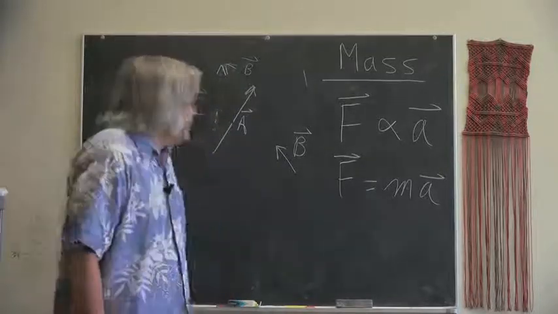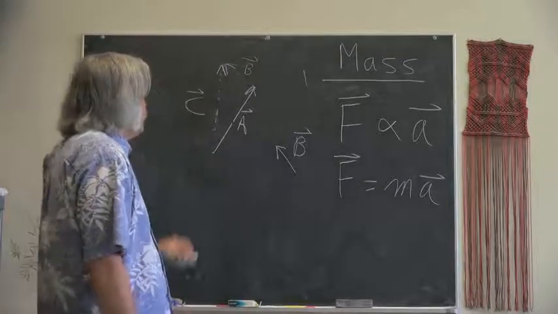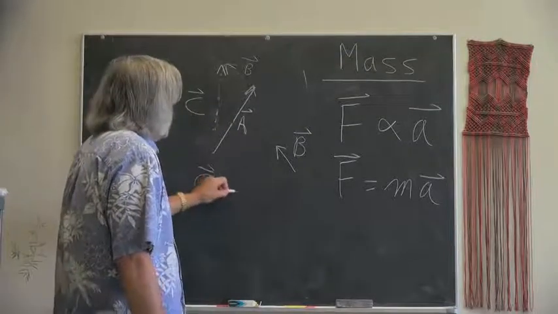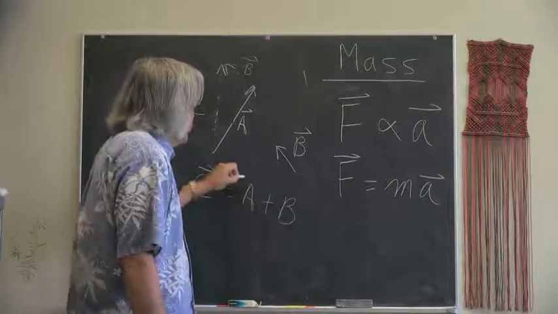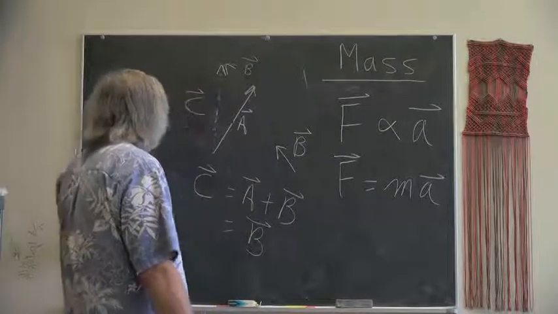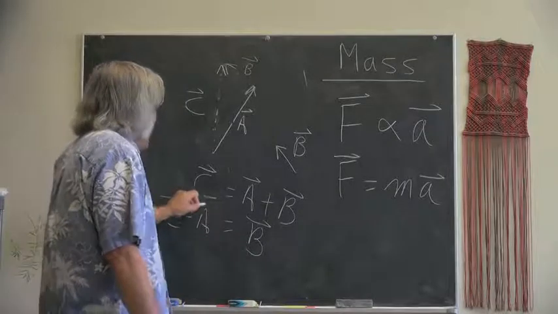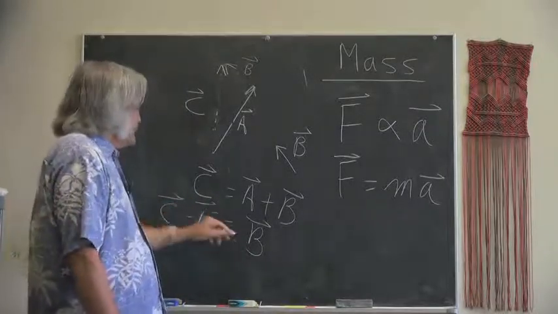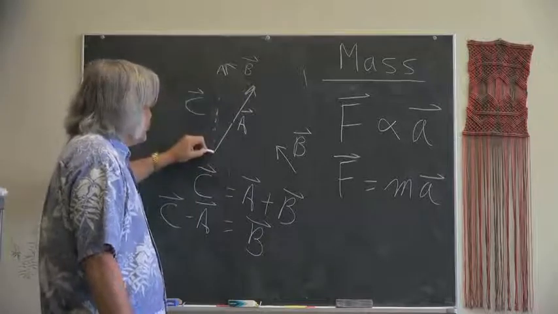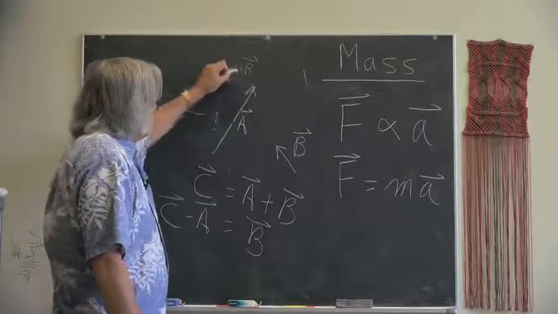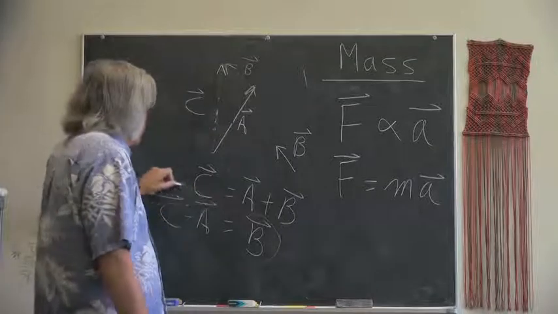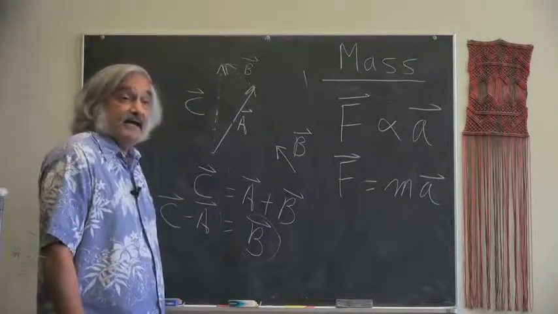And now you see that in a way we have been able to define subtraction. Look at what happens here. C is equal to A plus B. That means that B is equal to C minus A. So what happens in subtraction is you take the two tails, the tail of C, the tail of A, and you connect the heads, and that defines your vector B, which is a subtraction of C minus A.